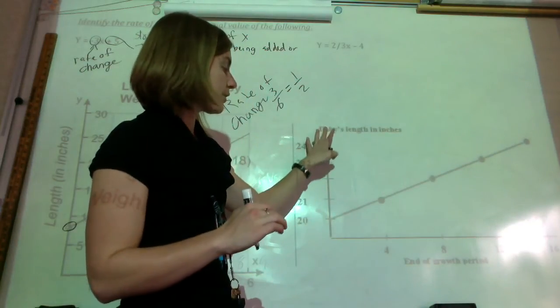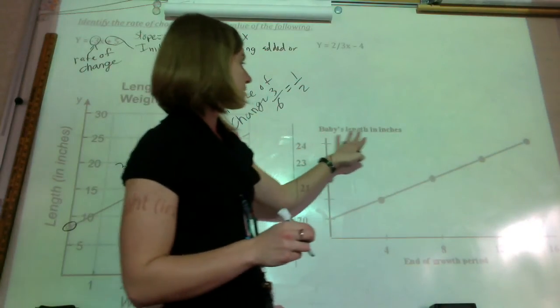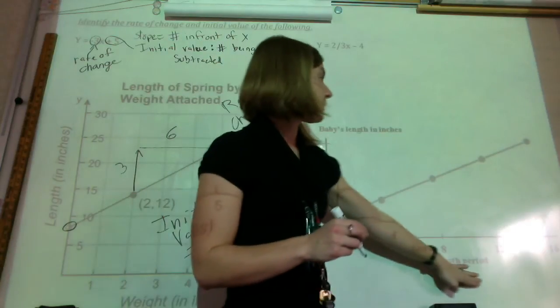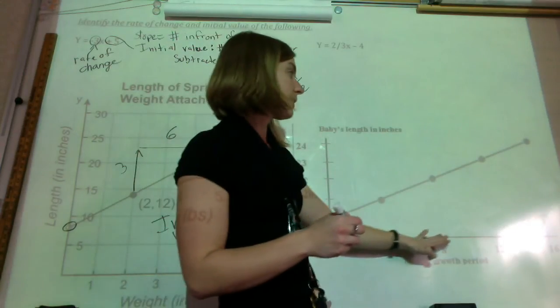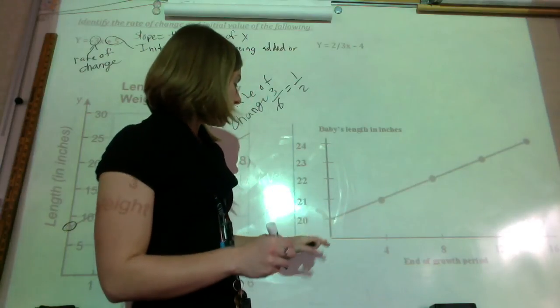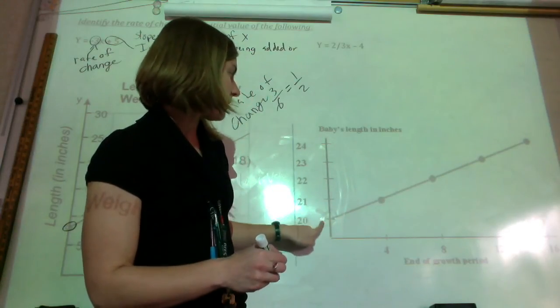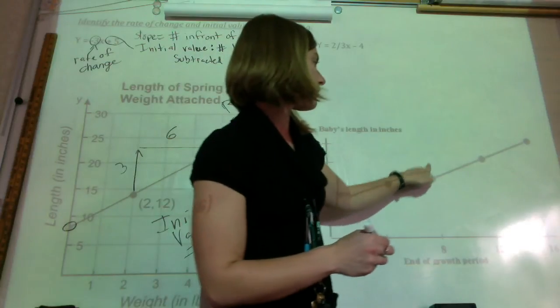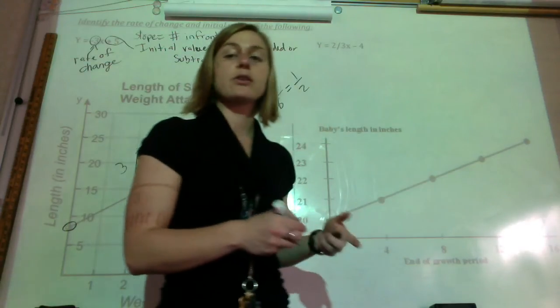Here we have a linear relationship between the size of a baby and its growth period. So obviously as time goes on, the baby hopefully should be growing and getting bigger. That makes sense. So we have an initial value, you can see it right here, and we have a steady slope. Now I'm actually going to let you calculate this one on your own.